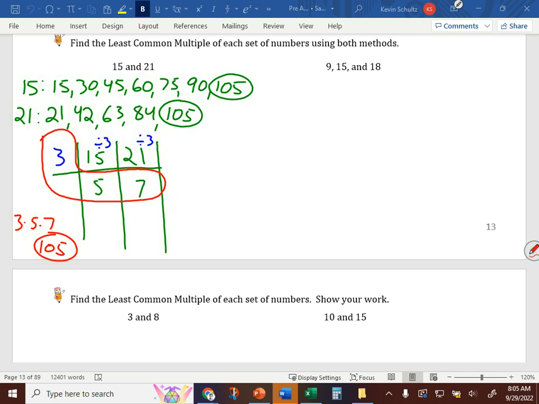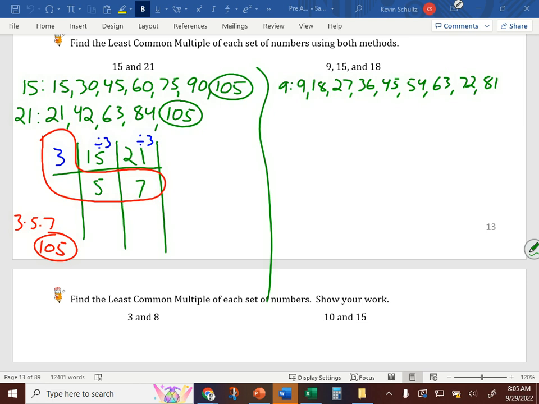Okay. Well, let's raise the stakes. Let's go to 3 numbers now. We'll start with the listing method again. 9. Then 18, 27, 36, 45, 54, 63, 72, 81, 90. We'll stop there. We'll go 10 out, see what happens. Thank you, Nolan, for all that information.